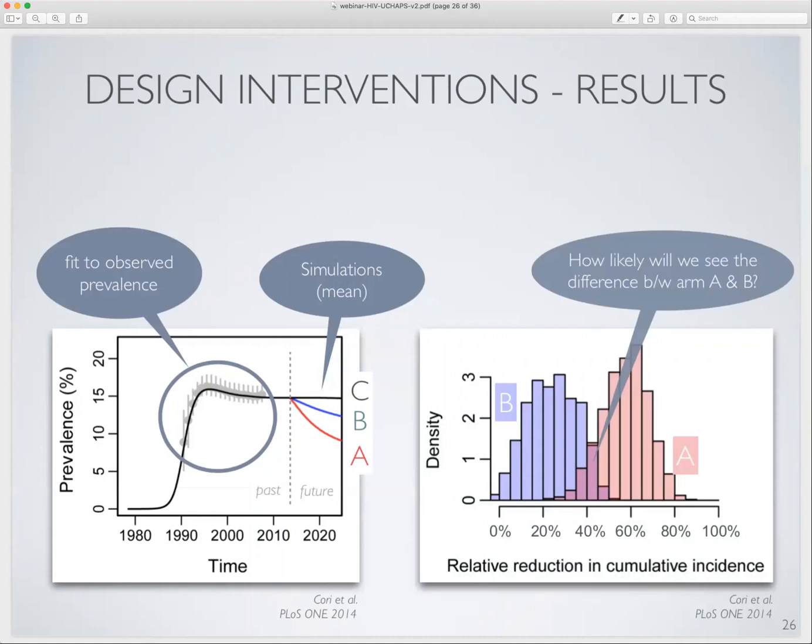So you can then adjust the design of your trial or interventions in order to minimize this risk, the risk that these two distributions overlap. And when they overlap, that means that you don't really see a clear effect. So you're going to play with the parameters of your model, for example, the intensity of intervention in each arm, in order to fine-tune the design of your actual, the real trial. Okay?